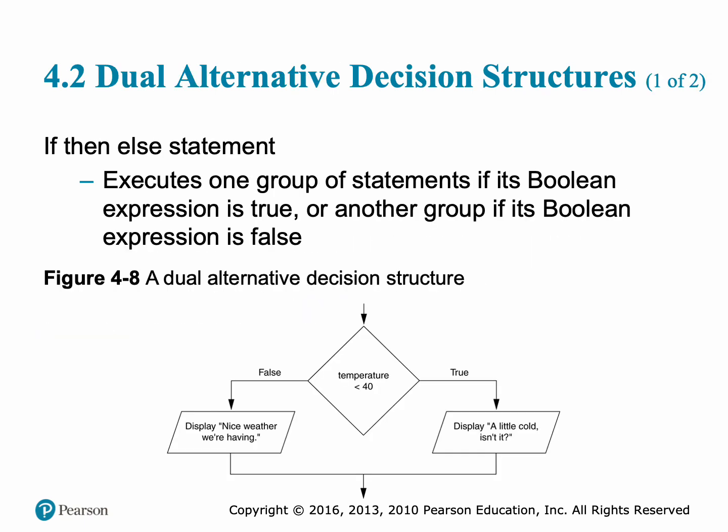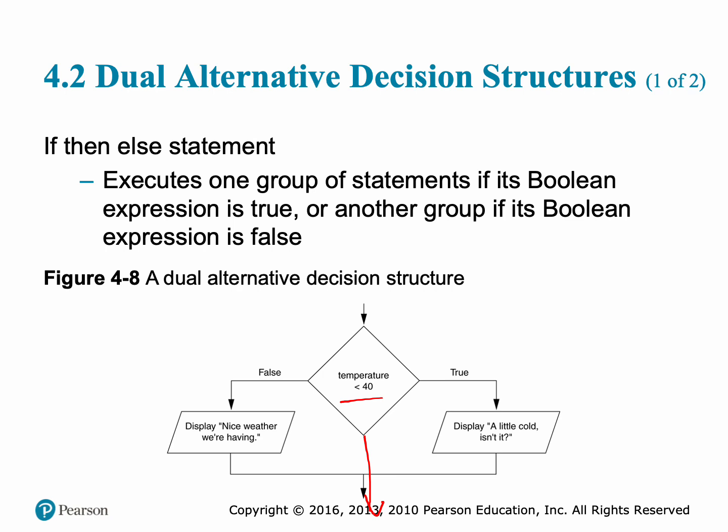Now let's move on to the dual alternative decision structure. The dual alternative decision structure provides us with two pathways to execution. So instead of just going straight down and not executing anything if our condition is false, the way we did with our if structure, this makes us have two choices of where we should go with our execution based on our condition. So our condition in this example is if the temperature is less than or equal to 40.